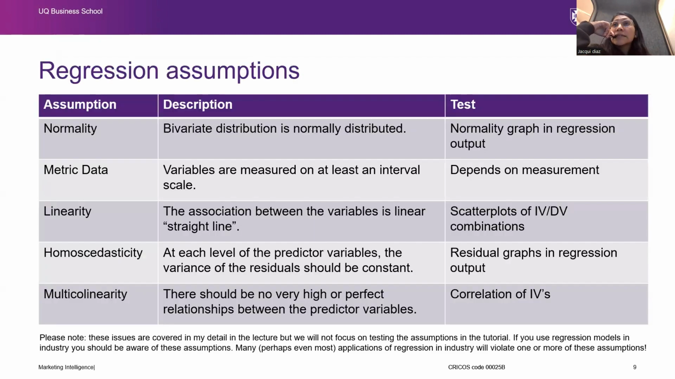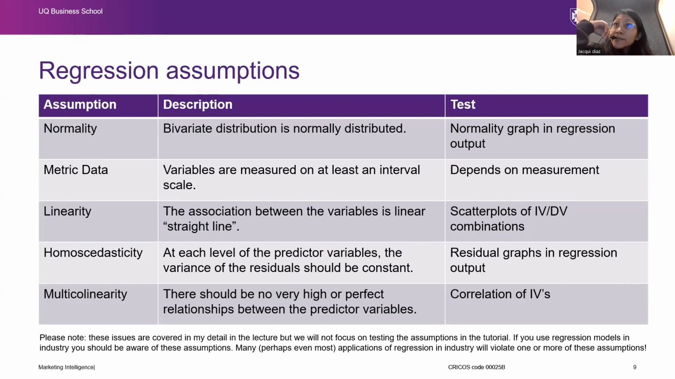The regression analysis model has some assumptions that we need to consider. The first one is normality, and we use the normality graph and regression output to test how normally distributed our data is. Also, we have another assumption, metric data, which depends on measurements; we make sure the variables are measured on at least an interval scale.